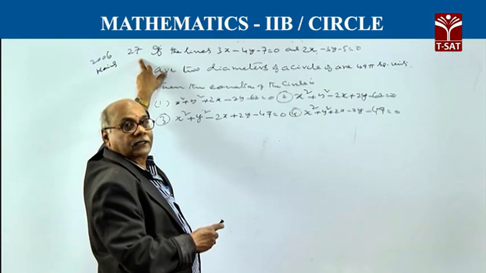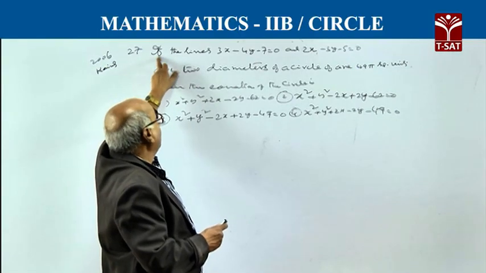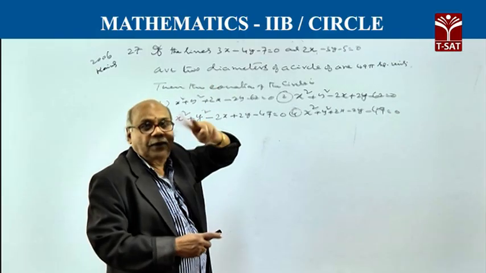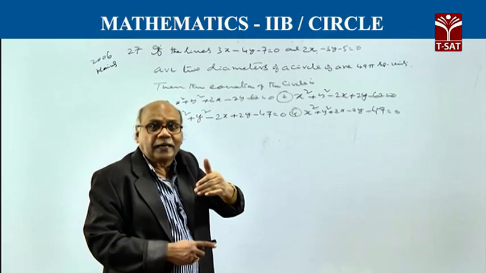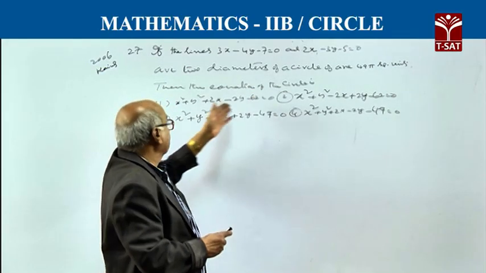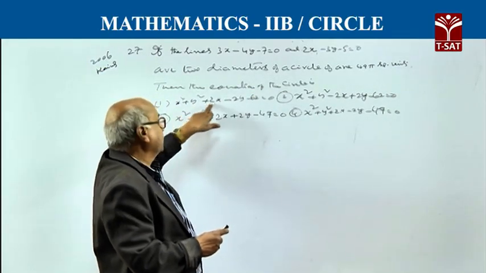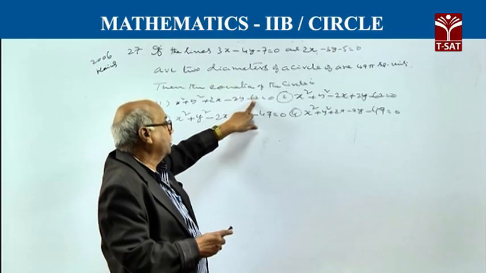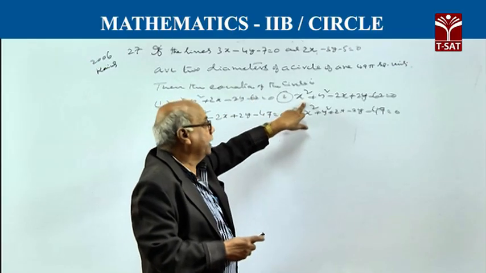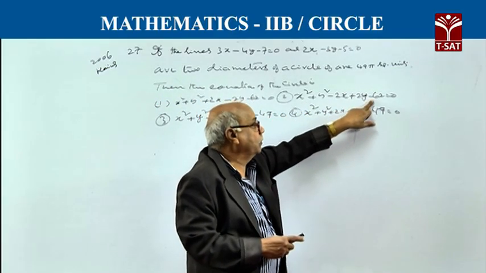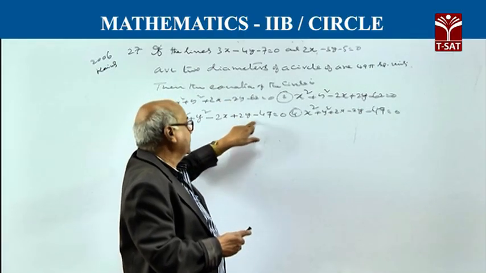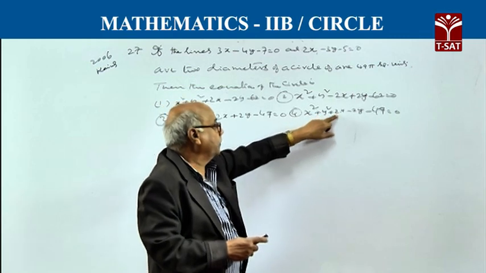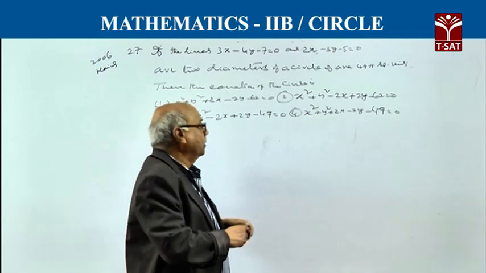So, problem number 27. In this problem we are given two diameters of a circle and its area. Then he is asking for the circle equation, and the given options are: x square plus y square plus 2x minus 2y minus 62 equal to 0; x square plus y square minus 2x plus 2y minus 62 equal to 0; x square plus y square minus 2x plus 2y minus 47 equal to 0; and x square plus y square plus 2x minus 2y minus 47 equal to 0.